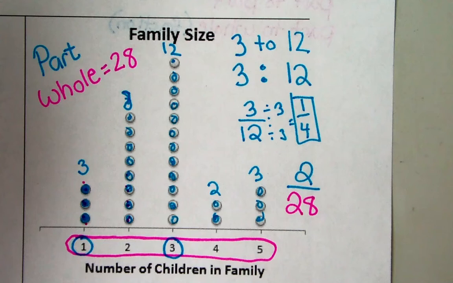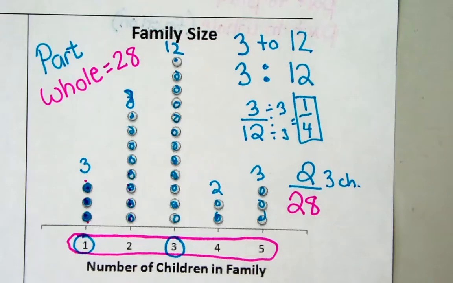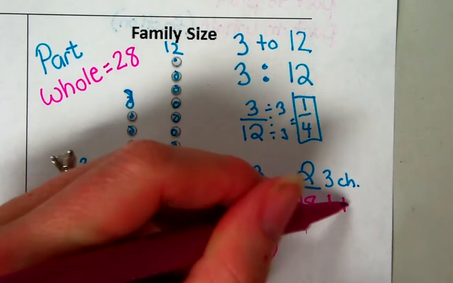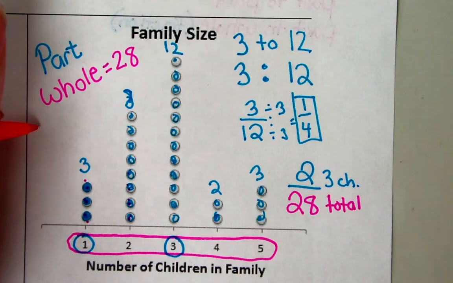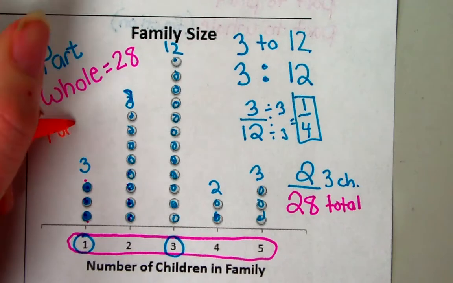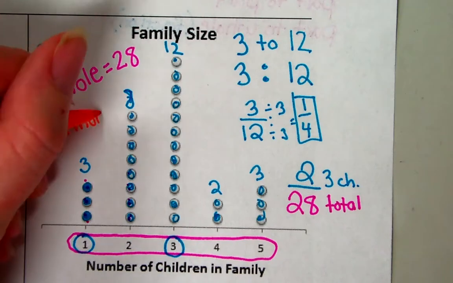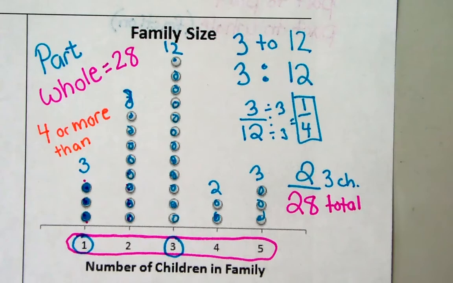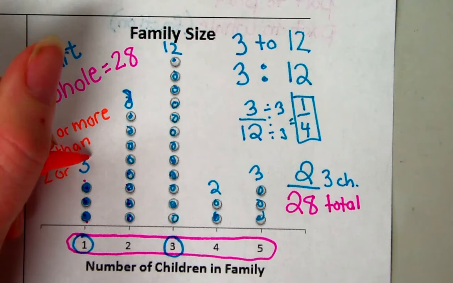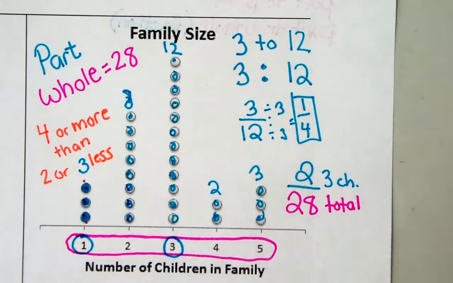Another thing you could ask is what is the part-to-whole relationship between the number of families that have 4 children and the total. Sorry, this would be 2 out of 28. This is the number that have 4 children, and this is your total. Then, of course, you would simplify, and that would simplify to 1/14.